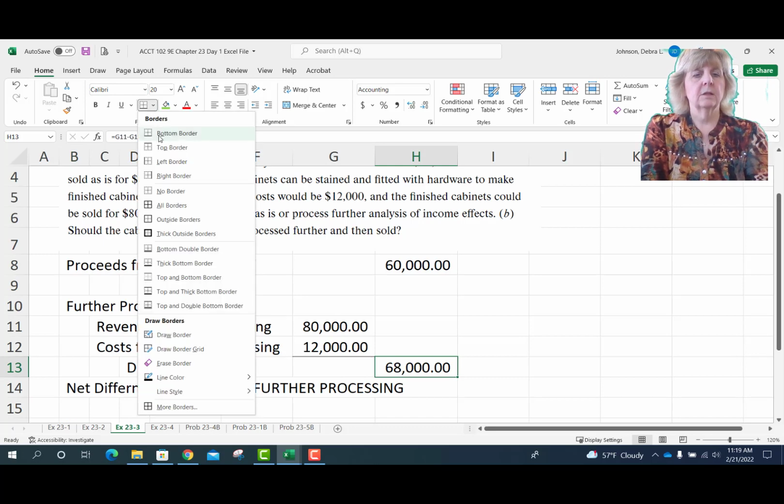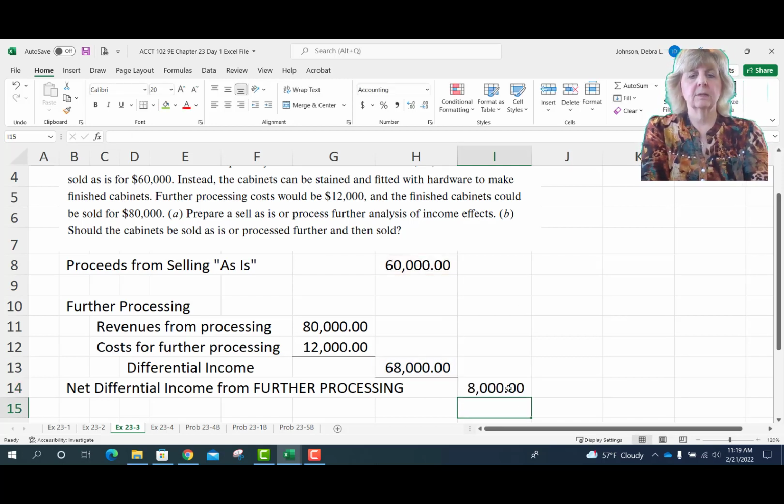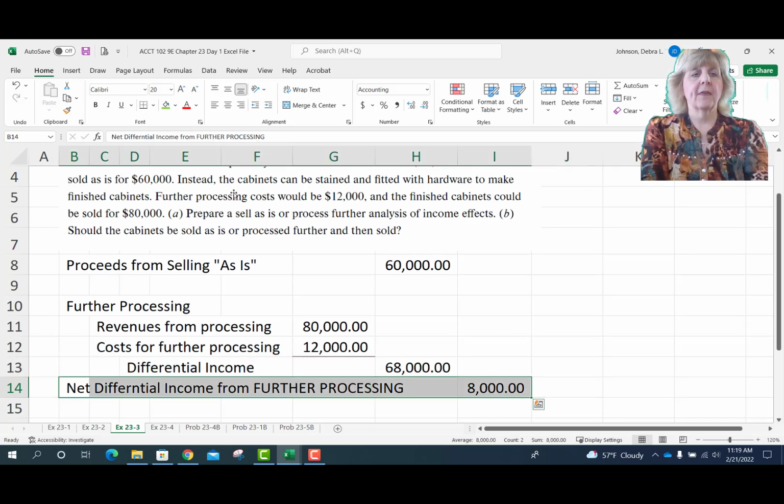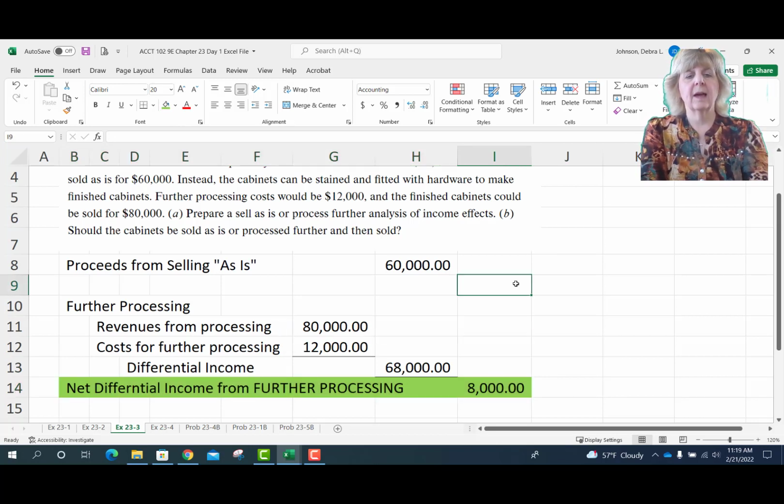So let me take the difference between those two and show the user what would be the bottom line results. If we decided to process further, we would bring in $8,000 more than had we chosen to sell as is. Take a look at that and we'll go on to the next one.